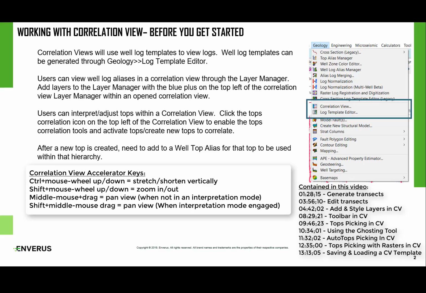And then you can see over here on the bottom right of this slide all of the different things that are going to be contained in this video. So go ahead and jump ahead if you'd like to see those things in specific. Now, let's go ahead and jump in Transform and get to some correlation views.